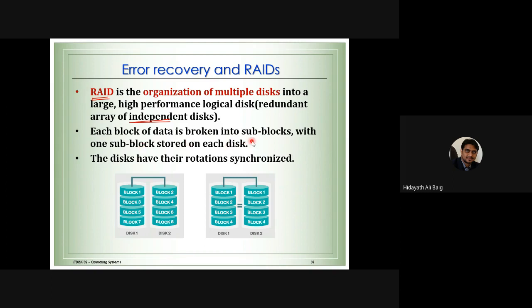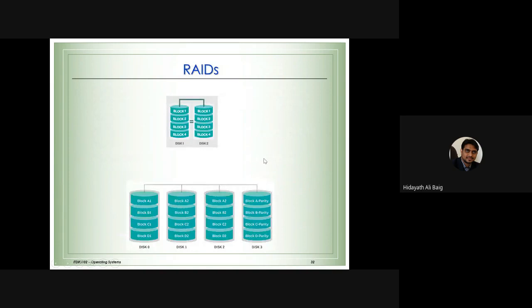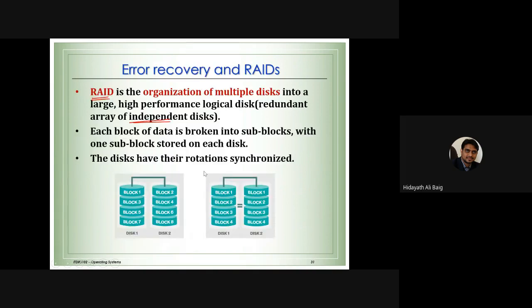For example, we have hard disk 1 and hard disk 2. The data will be kept across them, and they need to work in a synchronized way, because the data is not in one location. We need to synchronize the rotations of the hard disks so that in parallel we can read the data from all the disks at the same time. That is, the disks have their rotations synchronized, all of them working at the same speed. So that is basically the idea of RAID.